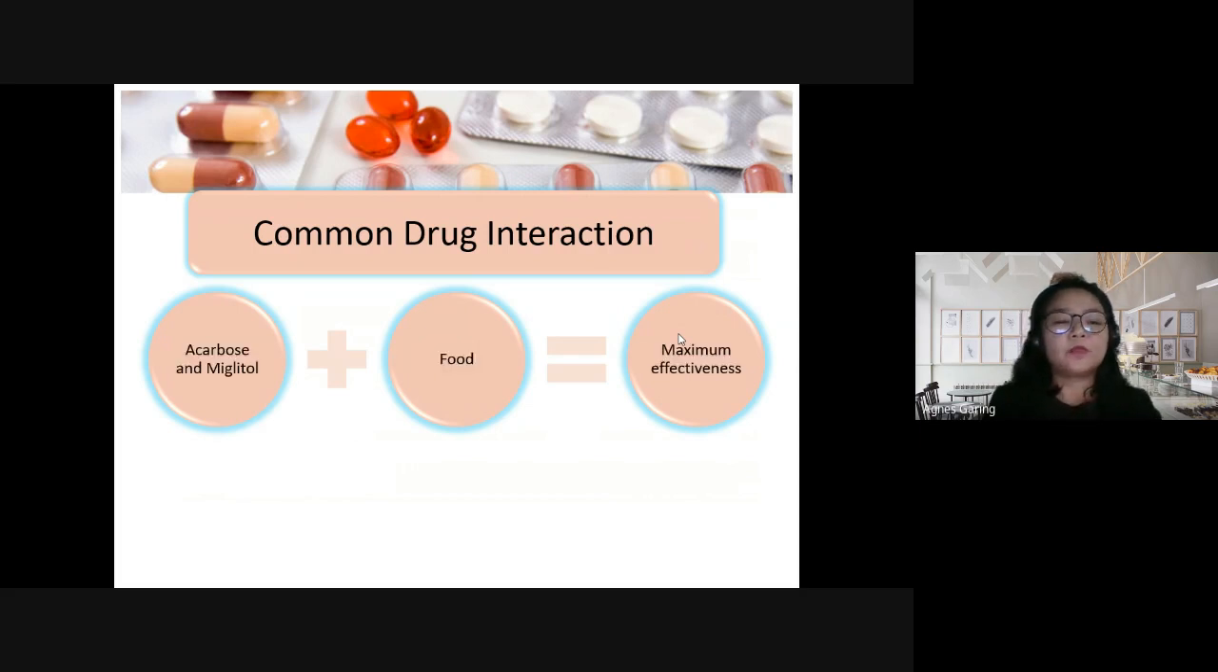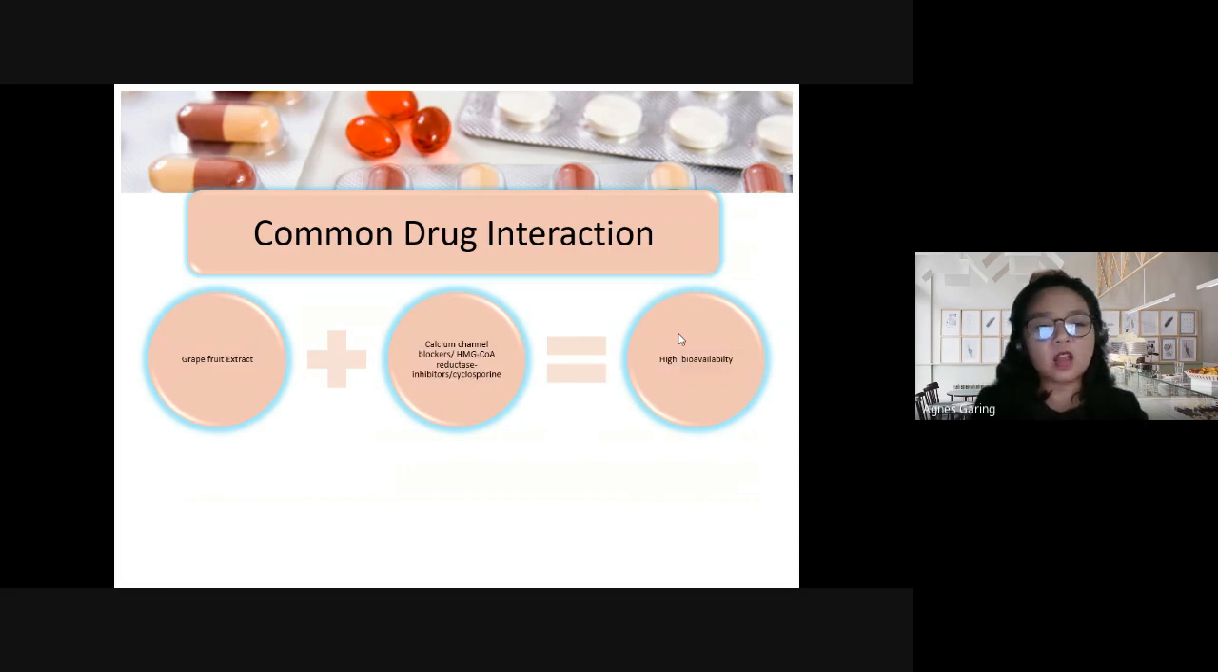Okay? Acarbose and miglitol, ito naman is different from other anti-diabetic agents. So, acarbose and miglitol plus food, it will have its maximum effectivity. Okay? Mas mataas yung effectiveness niya. Okay, so again, the mechanism of actions of this will be thoroughly discussed to you. Don't worry about it.